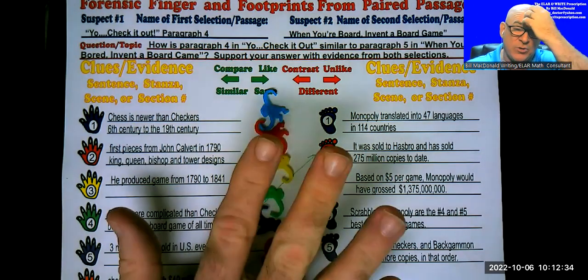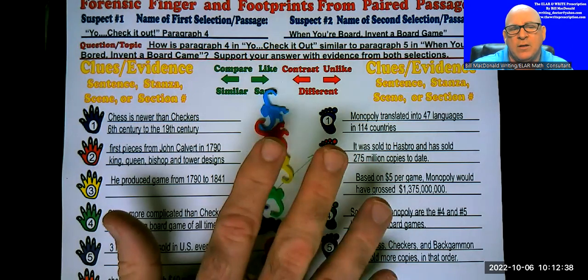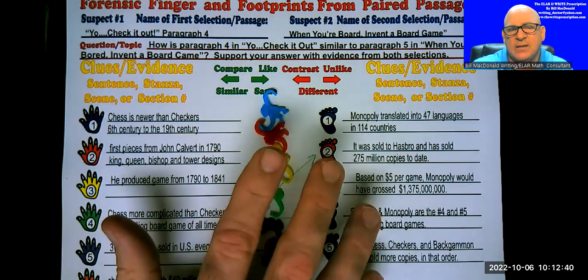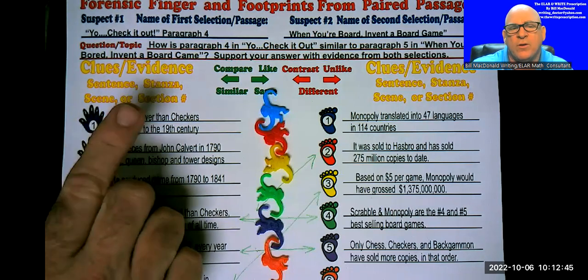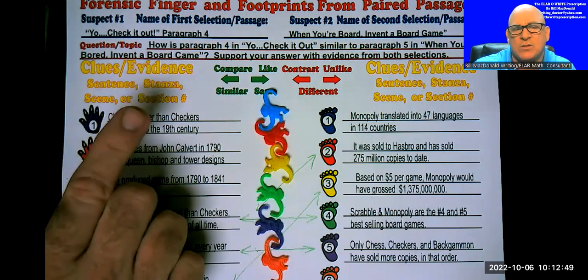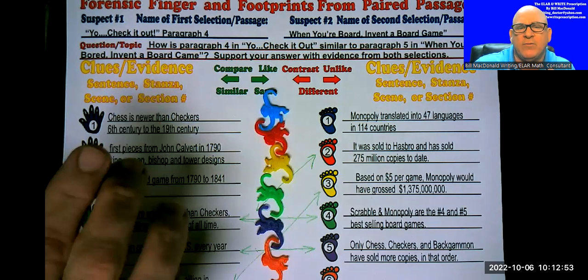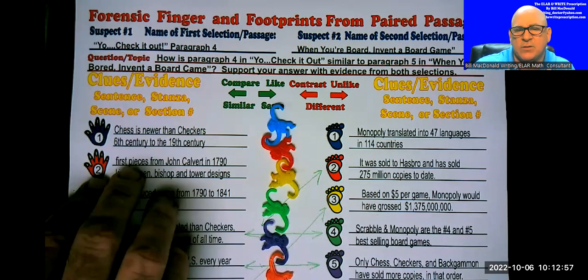So when we divide a passage or a selection, it's going to be either in different sentences or stanzas, scenes, or, if there are too many paragraphs, we can divide it into sections, every time the main idea changes. So what I did for you, I did both ideas.